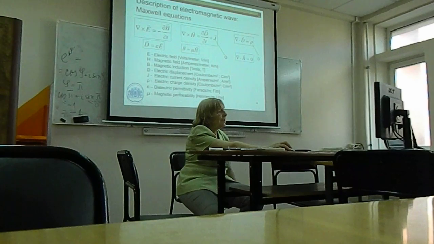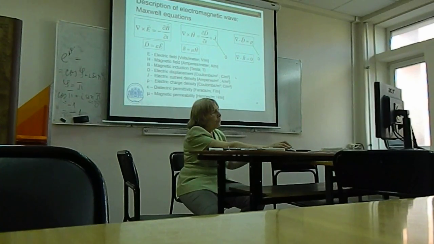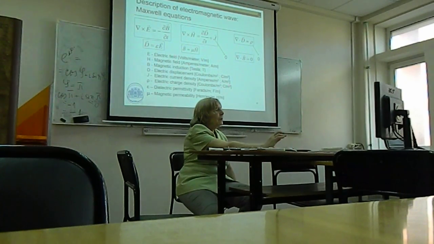So epsilon is dielectric permittivity. It is measured in farads per meter. Magnetic permeability is measured in henrys per meter. And the definition of all these parameters, I will send you, so you will have all these parameters.